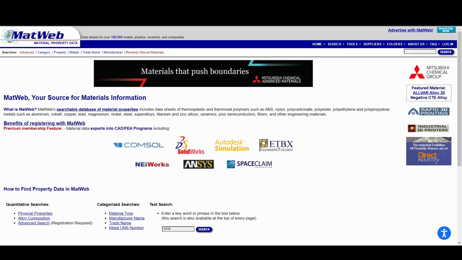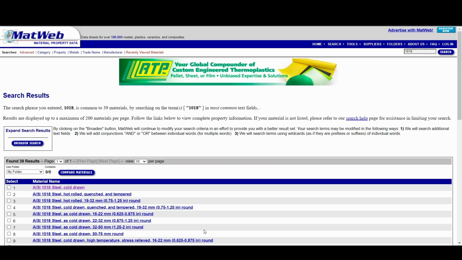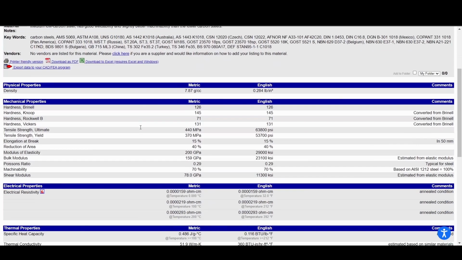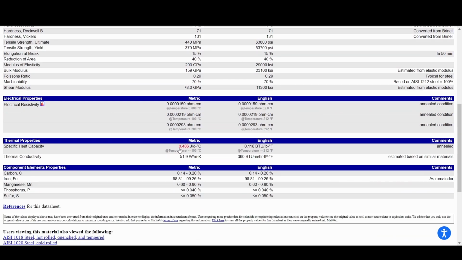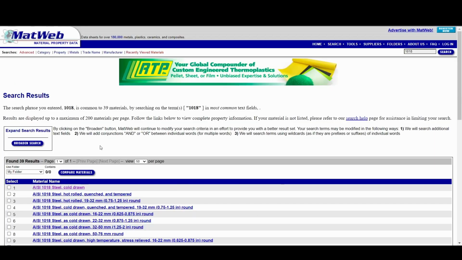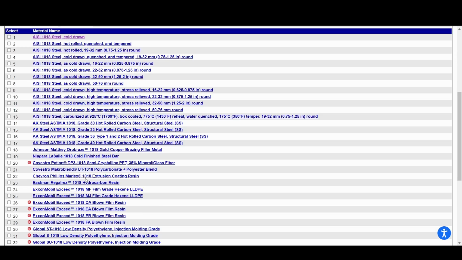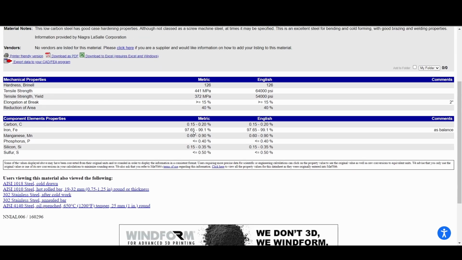So here, matweb.com, type in a material. So let's say 1018 steel. Click whichever one you want. And then you'll get specific heat capacity. Some of the materials have more than others. Some of them have none.